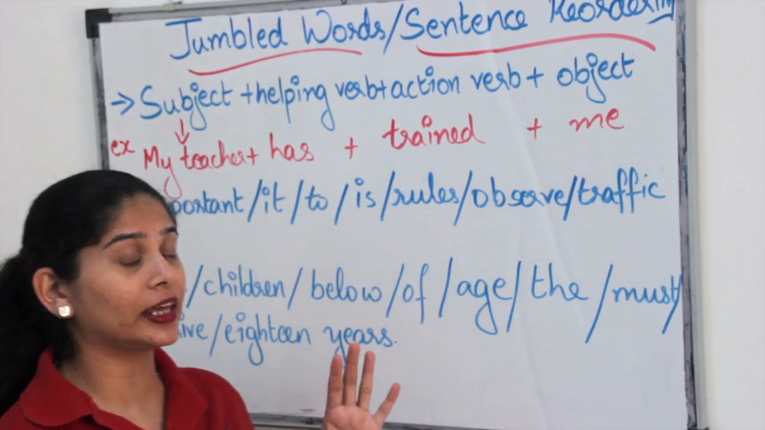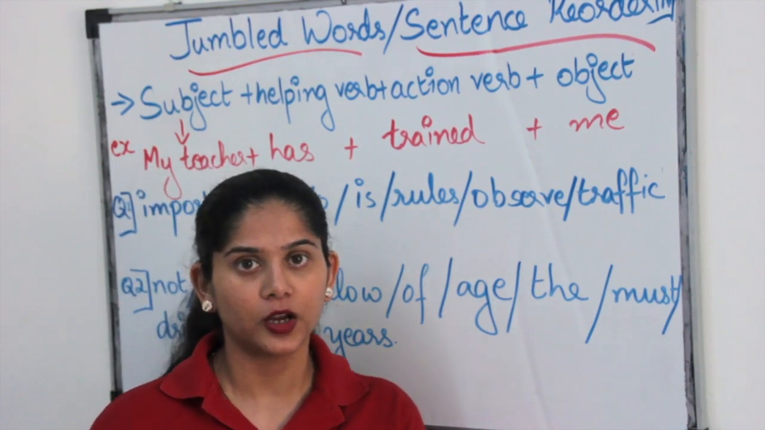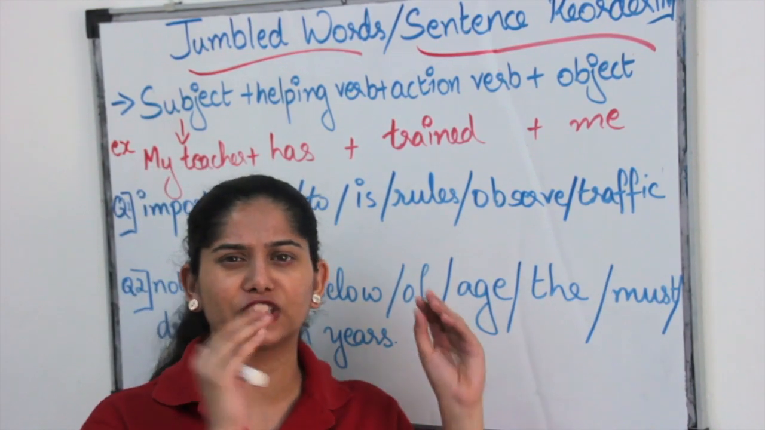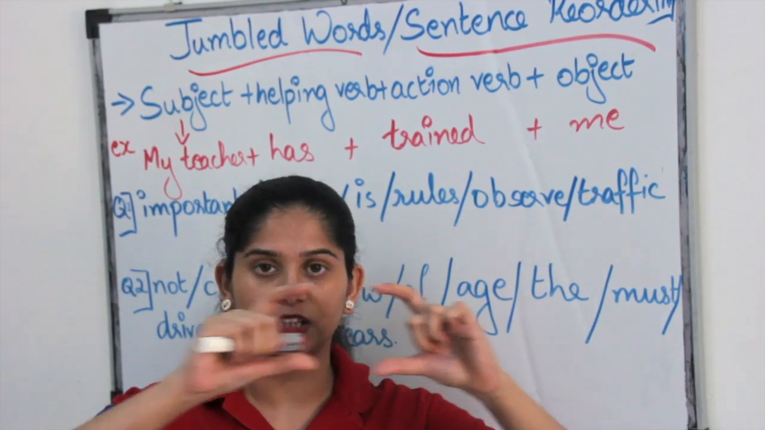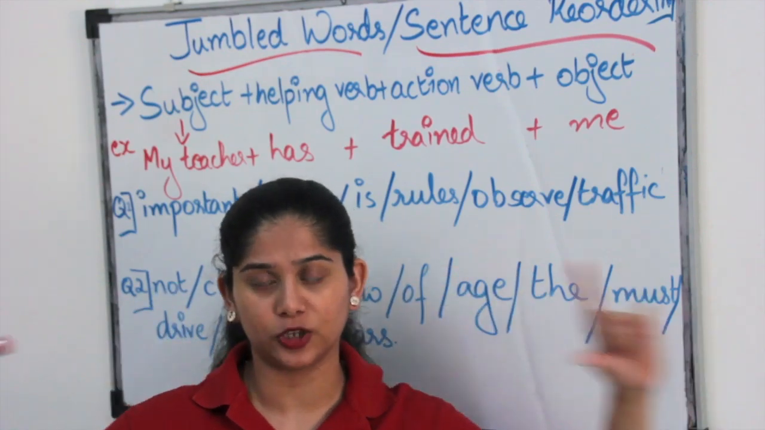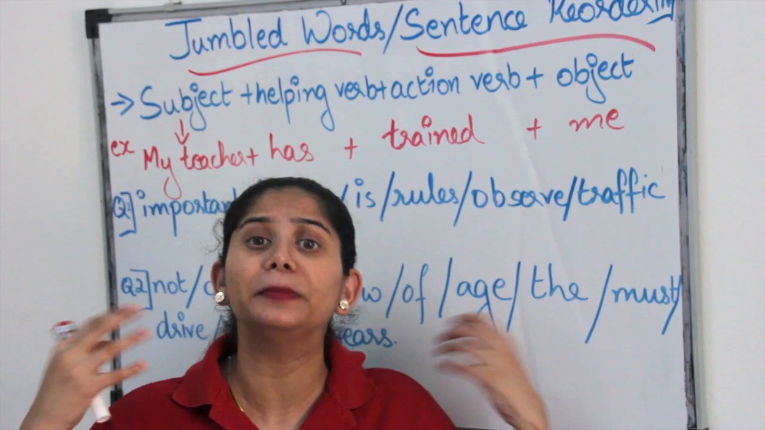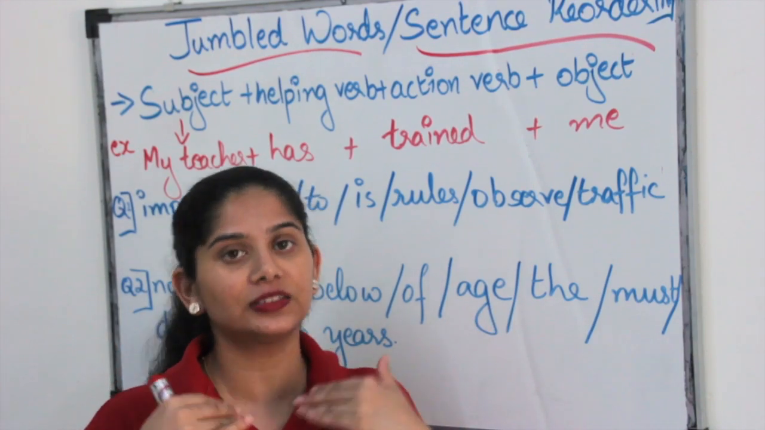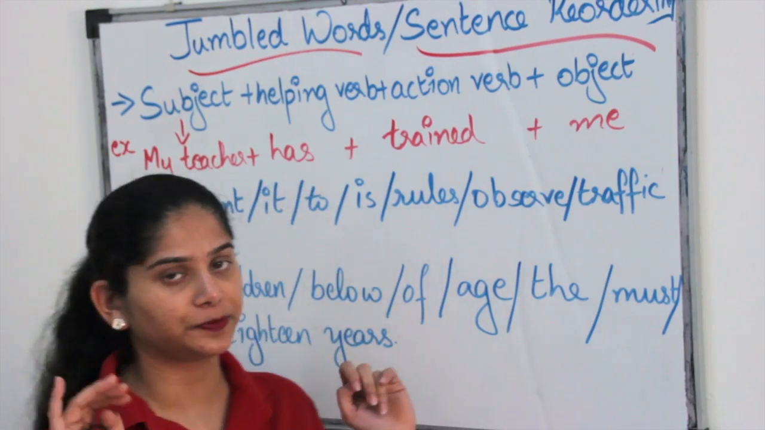If you can see there, I've written the heading as jumbled words or sentence reordering. What do we mean by jumbled words? The words are actually not in a proper form. Our task is to put them in the proper format, a proper sentence. When you read the sentence, you have to understand it should be a meaningful sentence. That is our task. There are a few rules for it, so we'll move on to the rules first.